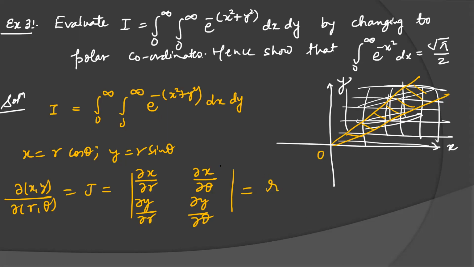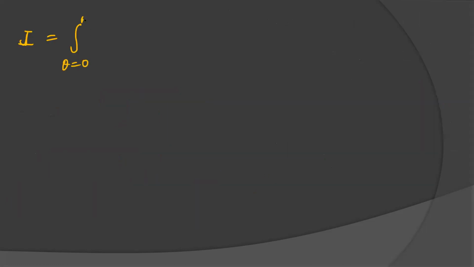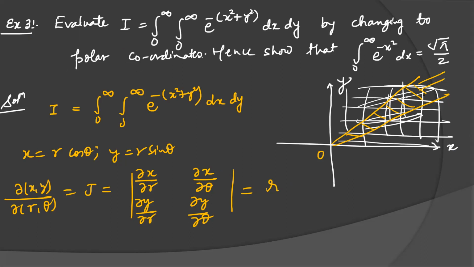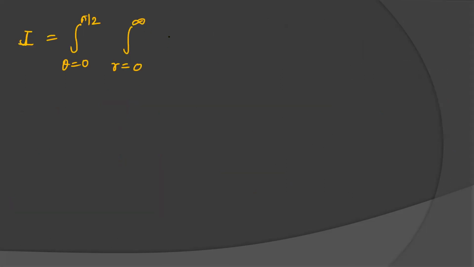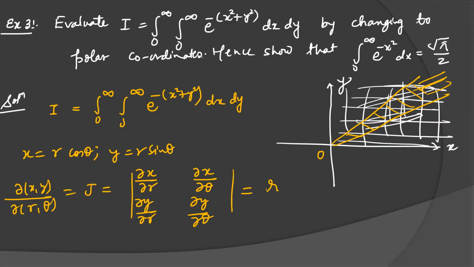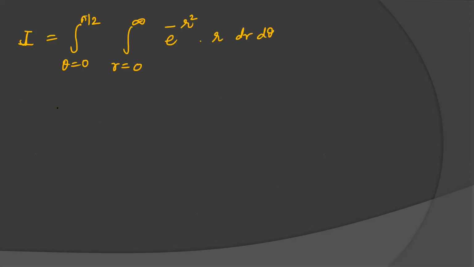So the integration will become... Can you tell me the limit of theta here? In the first quadrant, theta will be from 0 to pi by 2. What will be the I? Starting with the pole and going to the unbounded region, r is tending to infinity. E to the power minus (x square plus y square) is nothing else than r square, and dx dy will be equal to r dr d theta, because this is the value of the Jacobian.